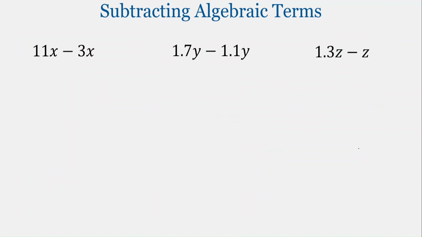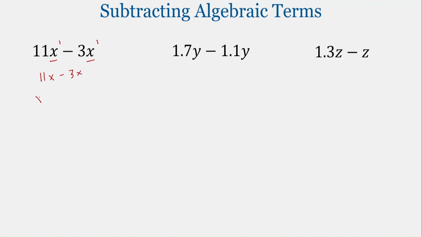Now let's practice without using those bar models. Again, when we're doing subtraction with algebraic terms, the terms must be like terms. And by like terms, that means we have the same variable. So in both cases, we have an x, and it's raised to the same power. In this case, it's raised to the first power. If you do not see this superscript, this power, it means it's raised to the first power. So we have 11x minus 3x.